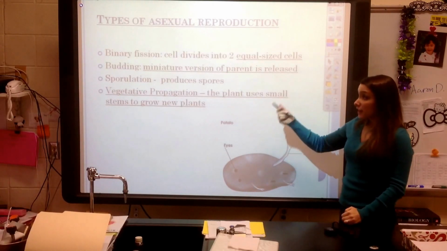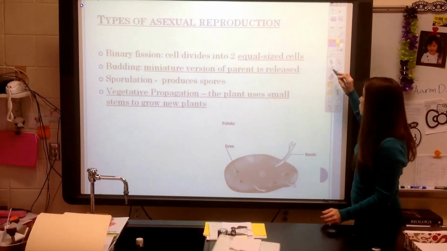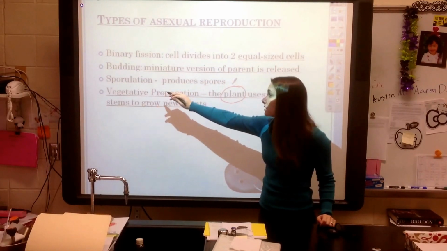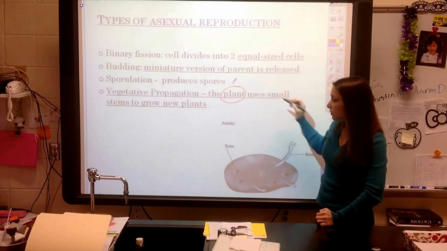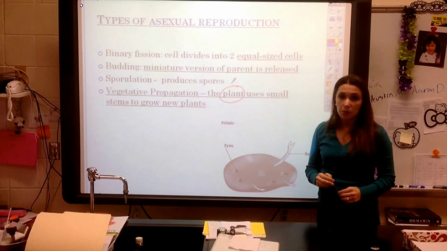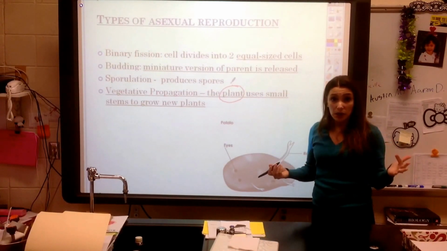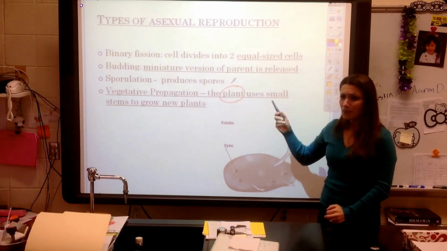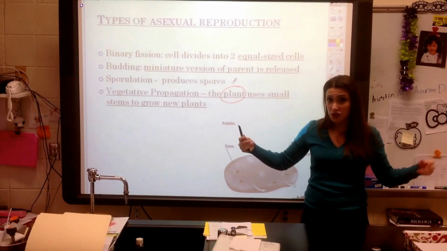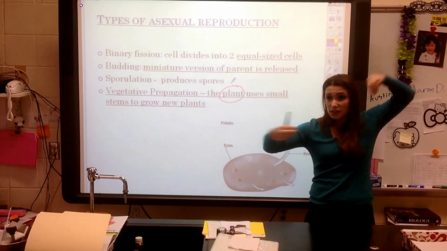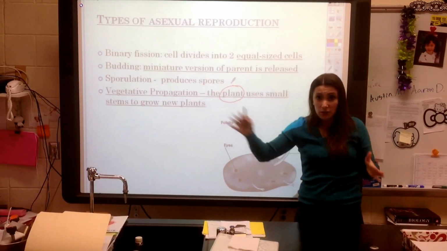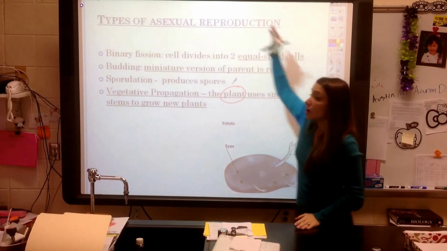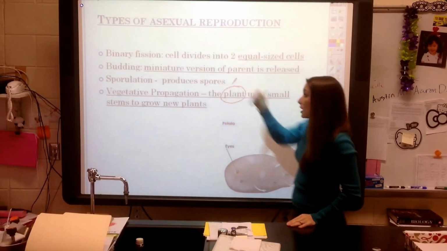The next is called vegetative propagation, which you could guess happens in plants, vegetative, vegetable plants. And this is where it uses small stems to grow new plants. This is actually how strawberries reproduce. This is how potatoes can reproduce. If you've ever had crabgrass in your yard, like you've been pulling up weeds and it's this long string with lots of plants on it, that's vegetative propagation. Keep in mind, all about making identical copies.